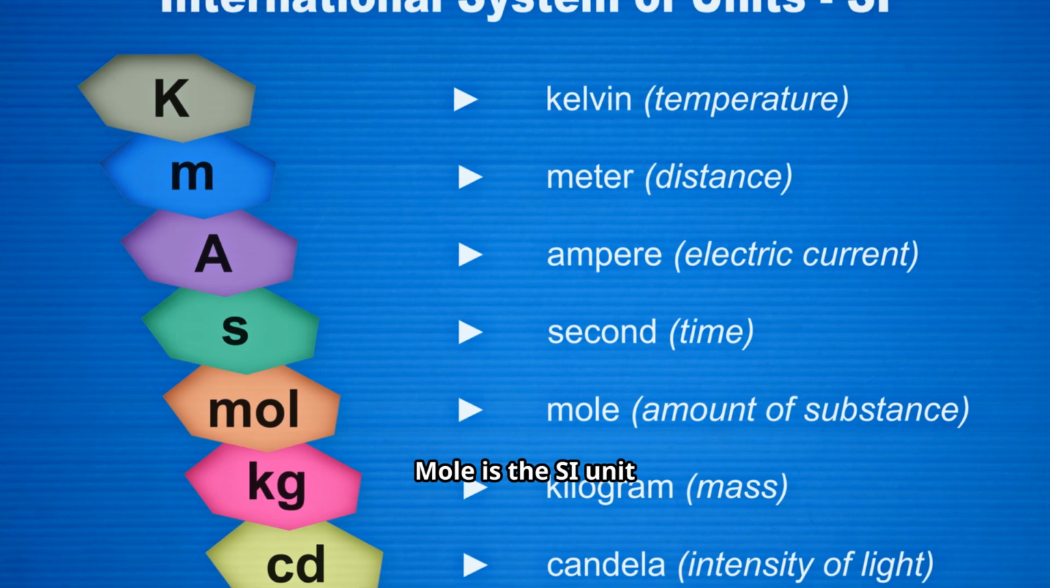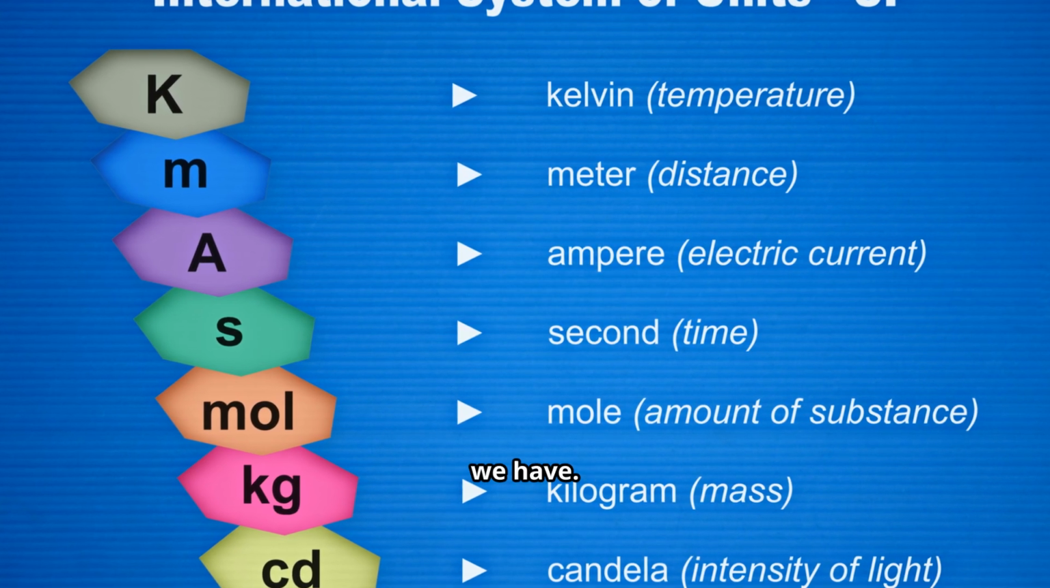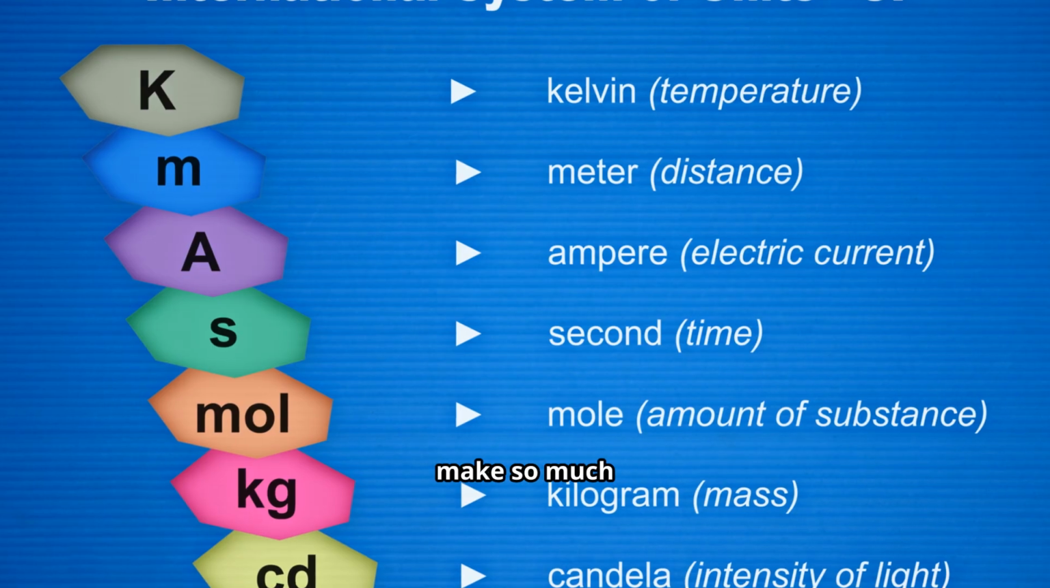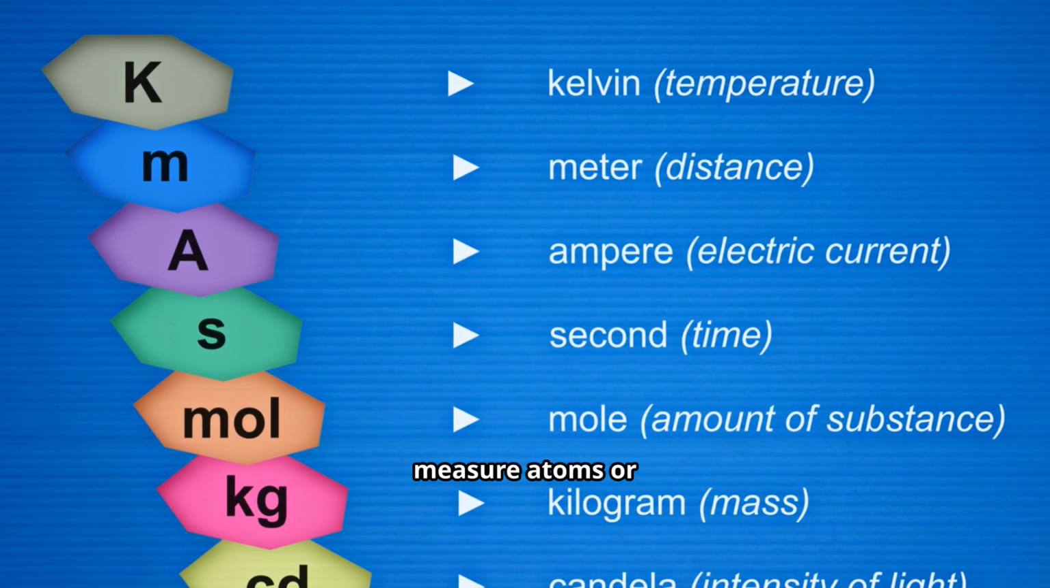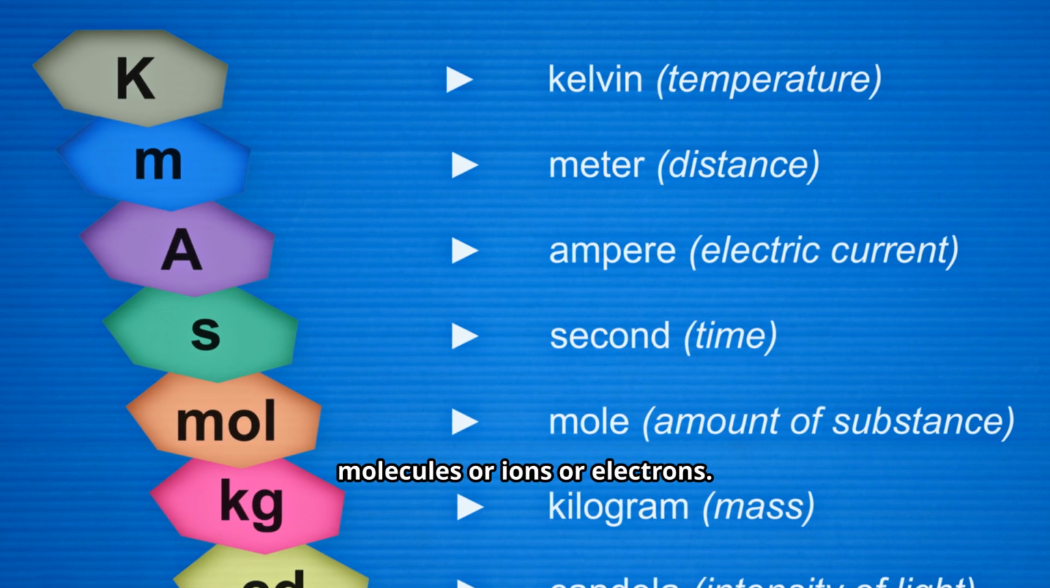Mole is the SI unit to measure the amount of chemical we have. Mole sometimes causes so much confusion among students, as it is just the SI unit to measure atoms or molecules or ions or electrons.